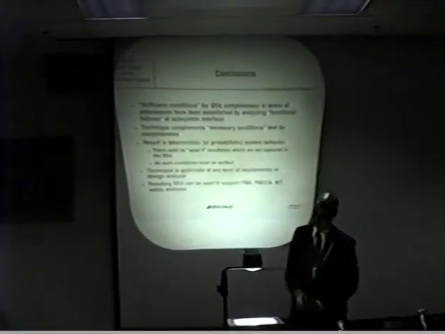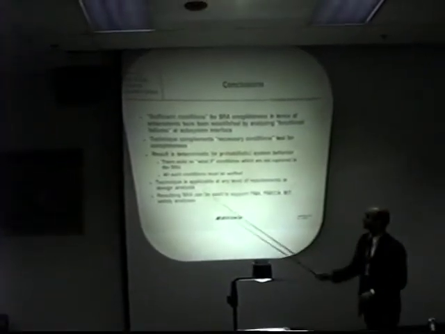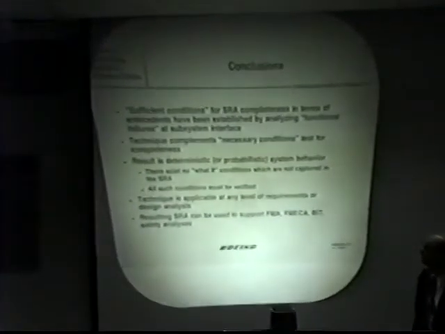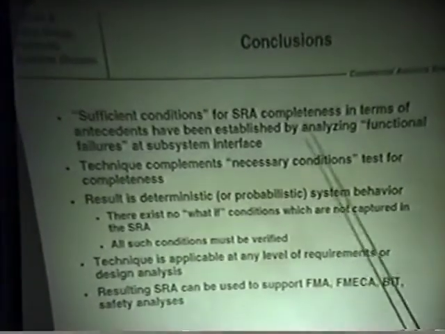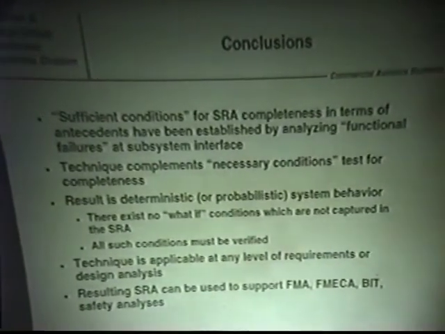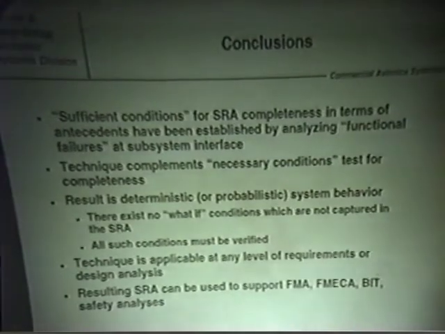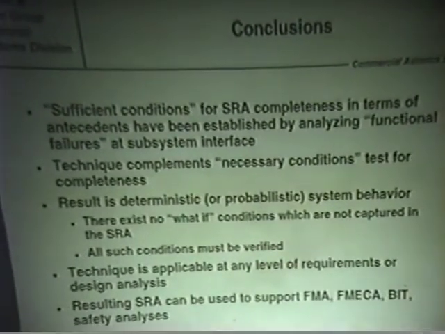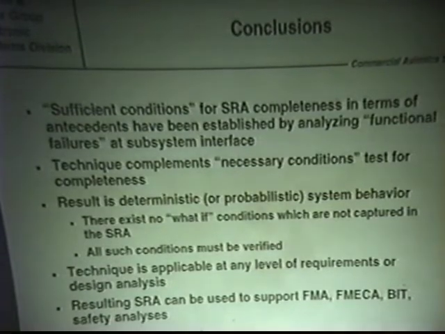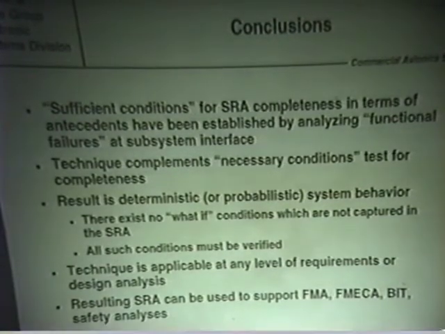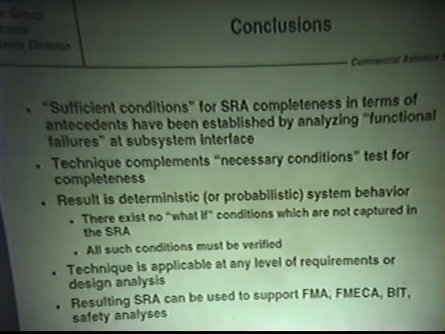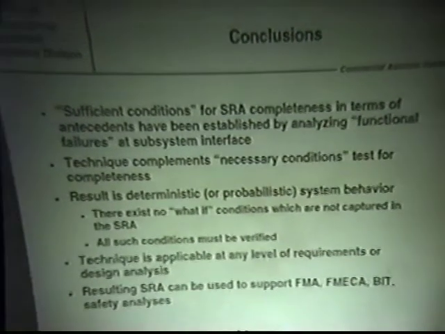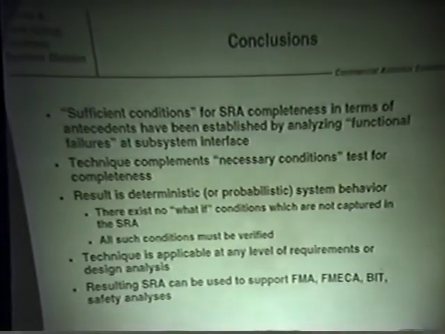Conclusion. We've established sufficient conditions for the SRA by analyzing the functional failures of the subsystem interfaces. And that's the key to allowing this to be tractable, is I don't have to go inside the LRU. All I have to do is look at the subsystem boundary and say, is it manifested at the subsystem boundary? If it is, then it's in scope. If it's not, it's detailed design, and I don't really care about it.